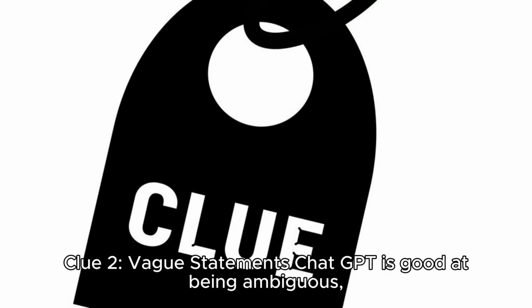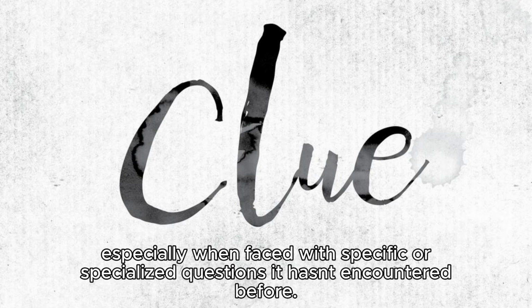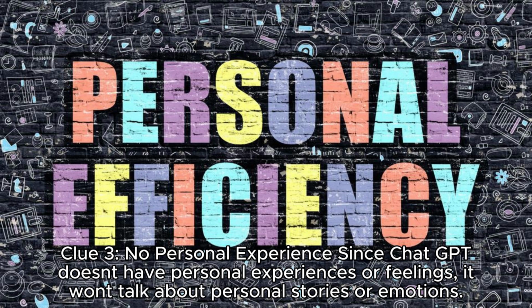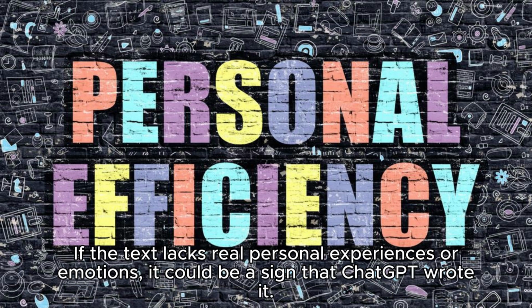Clue 2. Vague statements. ChatGPT is good at being ambiguous, especially when faced with specific or specialized questions it hasn't encountered before. So, if the text seems unclear or more general than what a human would say, ChatGPT might be involved. Clue 3. No personal experience. Since ChatGPT doesn't have personal experiences or feelings, it won't talk about personal stories or emotions. If the text lacks real personal experiences or emotions, it could be a sign that ChatGPT wrote it.